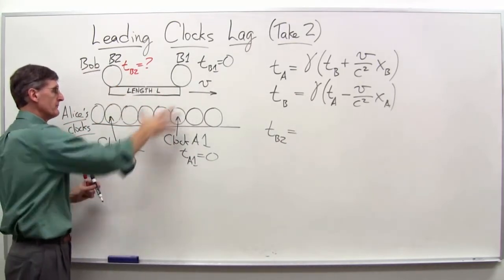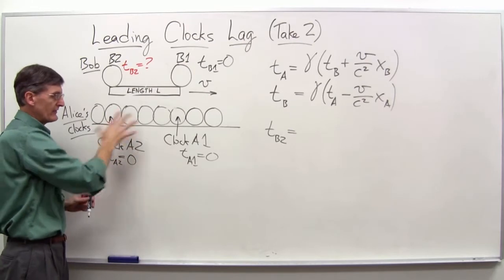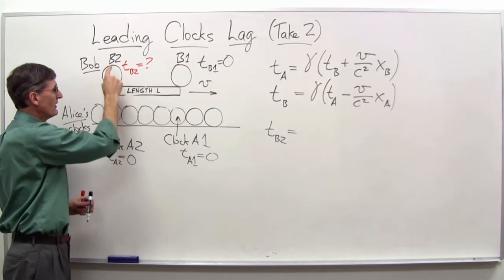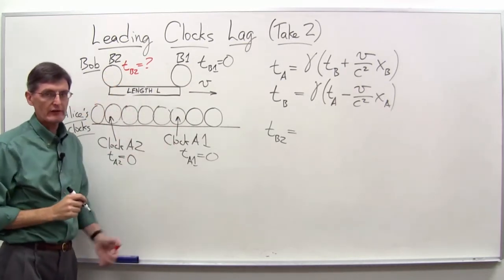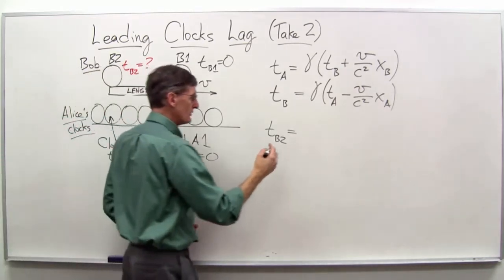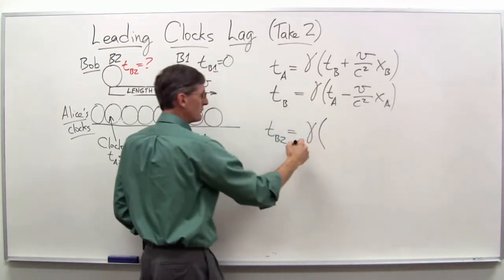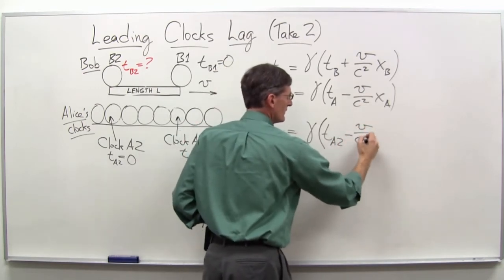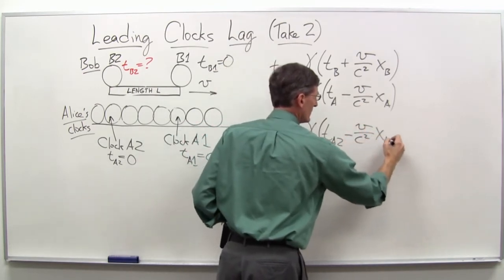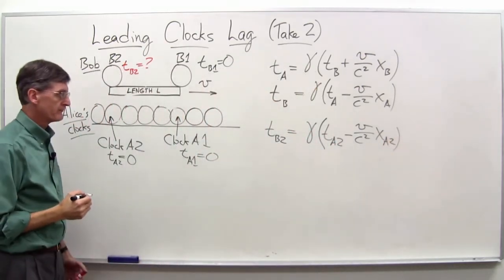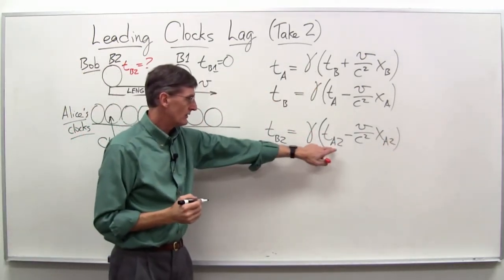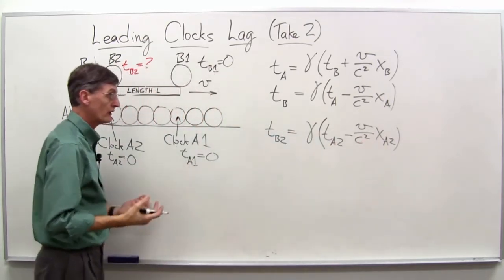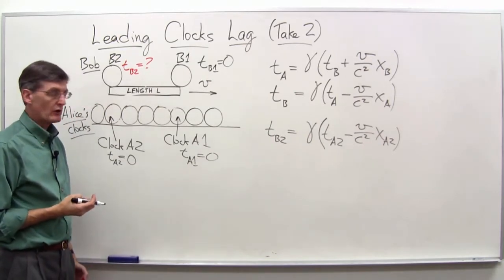Given this situation here, flash photograph, at the same instant as far as Alice is concerned, this reads 0, this reads 0, this reads 0. What does this clock here read? The Lorentz transformation will give it to us. So we've got TB2 equals gamma times TA2 minus V over c squared x A2. If we know TA2, the time on Alice's second clock, and we know the position of Alice's second clock according to Alice, then we're good to go here.